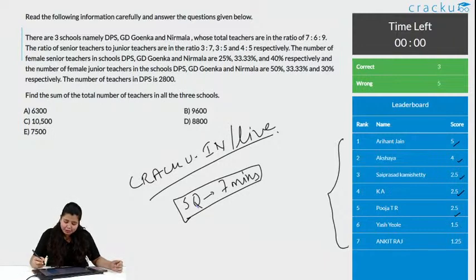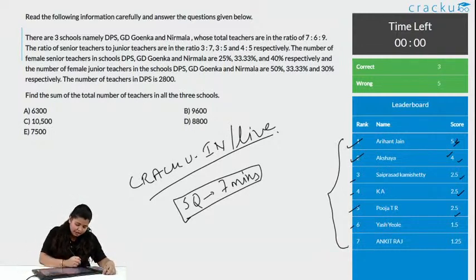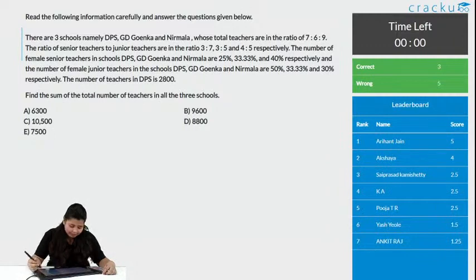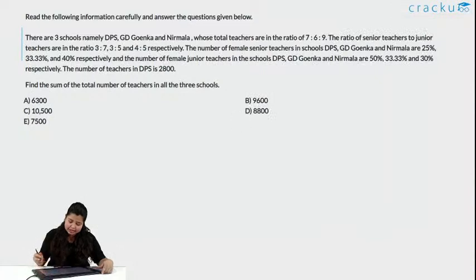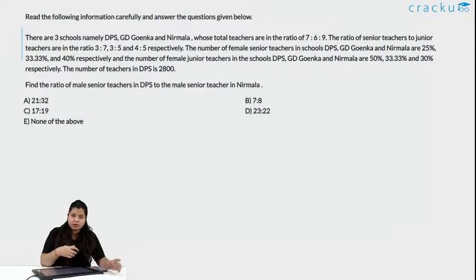With this, we have Aryant with a perfect 5 score, then Akshaya with score 4 and then Sai Prasad and KA with the same score, and even Pooja with the same score, and then Yash and Ankit with 1.5 and 1.25 respectively. So, let us see how we solve this. Okay, I will hide this leaderboard for a while. What is the question saying? Let us go to question 1 first, we will do it one by one.